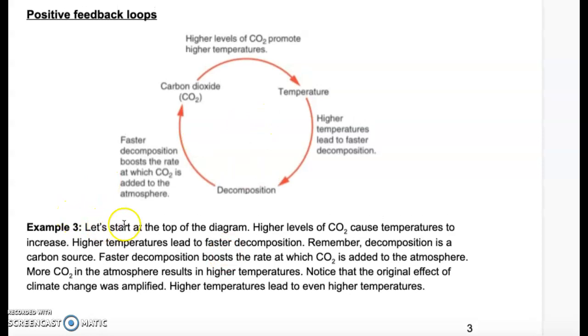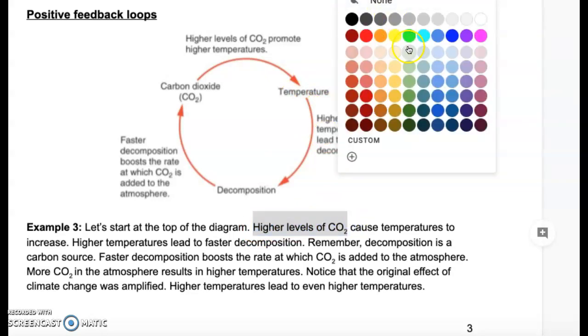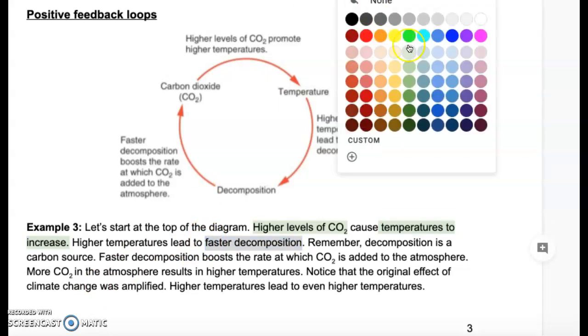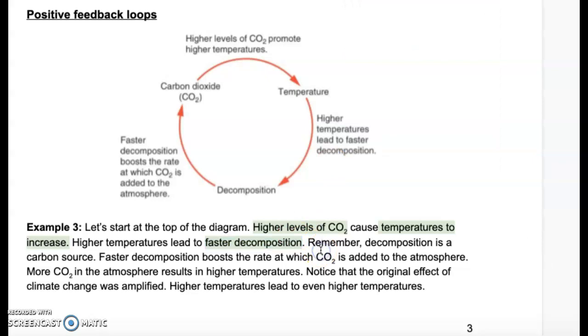Example 3, let's start at the top of the diagram. Higher levels of CO2 cause temperatures to increase. All right, so I'm seeing higher levels of CO2. Remember, feedback loop for positive is in green, can cause temperatures to increase. So what's increasing here? Temperature. Higher temperatures lead to faster decomposition, right? So there's something else that's being augmented. Remember, decomposition is a carbon source.